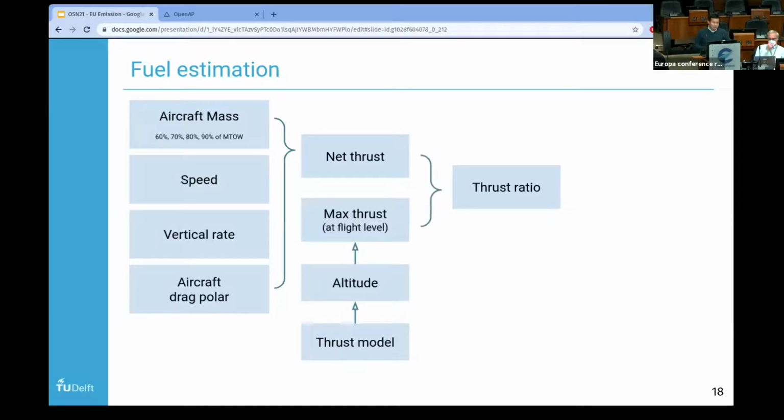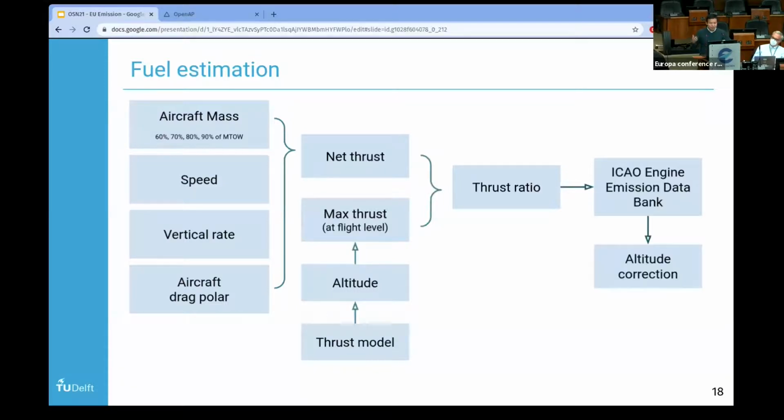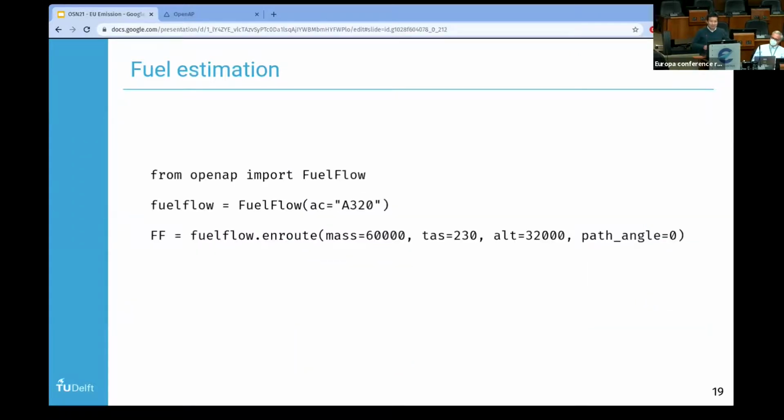If you have studied the emission data bank, you know that with the thrust ratio you can estimate the emission. However, that is only for ground conditions. At a different flight level, the result will be different. So we go through an altitude correction to get the amount of emission that we want for the specific altitude. And then we get the fuel flow for the flights. That is a complicated process, but with OpenAP, it's just one line of code. You can do fuel flow, en route, give the parameters, all done.